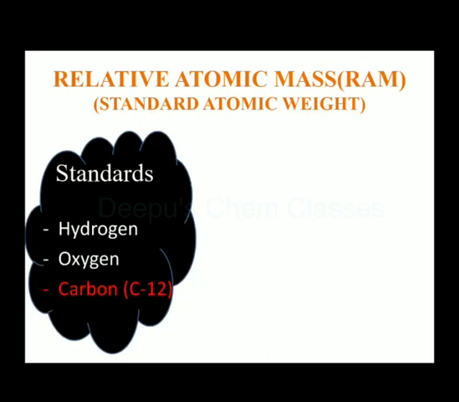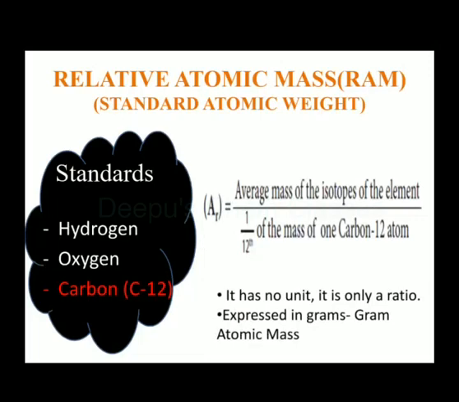According to that concept, relative atomic mass is nothing but the ratio of the mass of the isotopes of an element to 1/12th of the mass of a carbon-12 atom. 1/12th of the mass of carbon-12 is otherwise called unified atomic mass. Relative atomic mass is shortly represented as Ar. Remember, it is actually a ratio, so it has no unit. But if we express it in gram, then it becomes gram atomic mass.